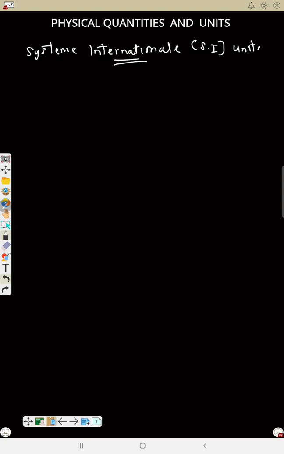Now what is the international system, SI units, or simply SI units? Instead of saying international system, you can say SI. These are the units that are internationally accepted by scientists as the standard units of measurement. Every quantity has more than one unit of measurement. For example, length can be in centimeter, meter, kilometer, millimeter, and so on.